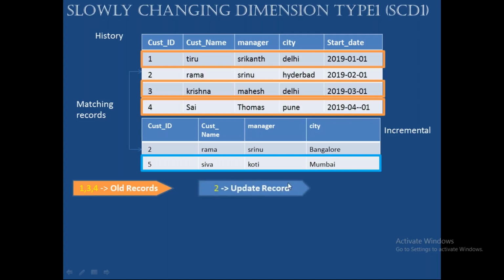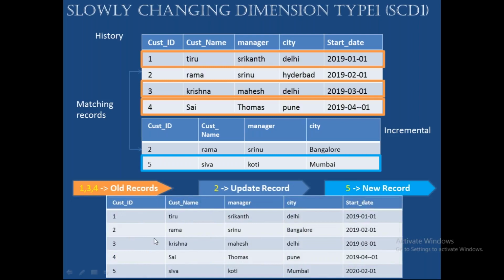Next, the update records. 2 is the updated record, so you need to update it, and 5 is the new record, so you need to insert it. When you do this, you will get your output something like this. But do not worry, I'm going to generate the hash value here. I will show you that practically.